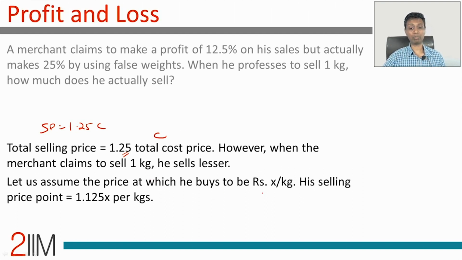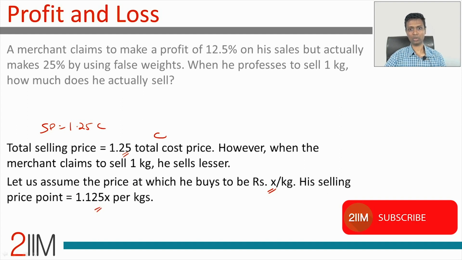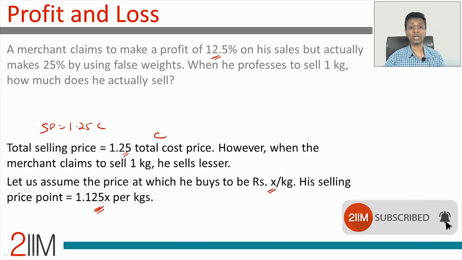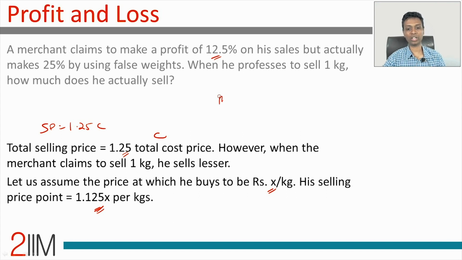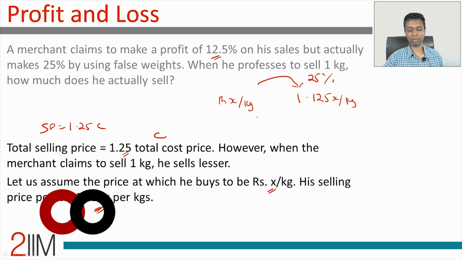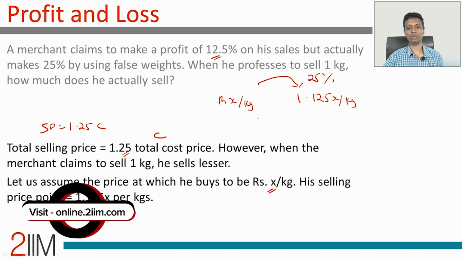Let us assume the price at which he buys to be rupees X per kilogram. His selling price point is 1.125 X per kilogram, because he's claiming to sell only at a profit of 12.5%. So he's saying he's selling only at this point, but this translates to a 25% profit. He's buying at rupees X per kilogram, selling at 1.125 X per kilogram, but making a profit of 25%. That's what this is all about.